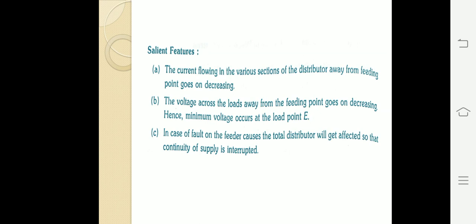Second point is the voltage across the loads away from the feeding point goes on decreasing. Hence, minimum voltage occurs at the point load E. Third one, in case of a fault on the feeder, the total distributor will be affected, so the continuity of the supply will be interrupted.